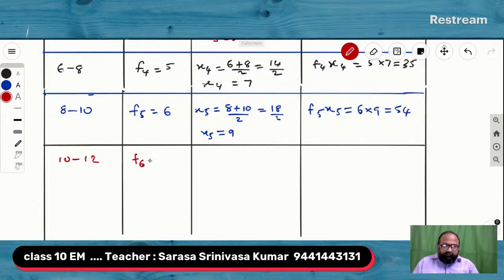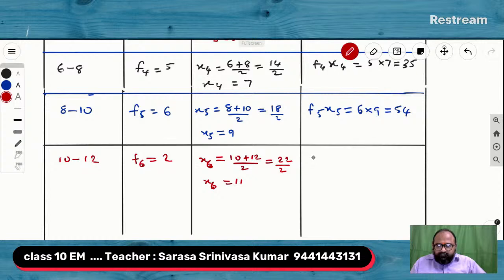So this is f6. f6 is given, it is 2. Now we calculate x6. x6 equals upper limit plus lower limit by 2, so that is 10 plus 12 by 2, so 22 by 2. So x6 equals 11. Now the next calculation is f6 multiplied by x6. This is equal to 2 multiplied by 11, equal to 22.